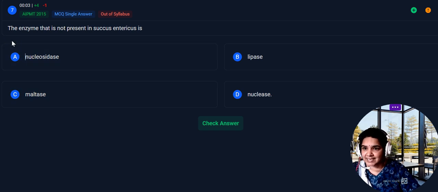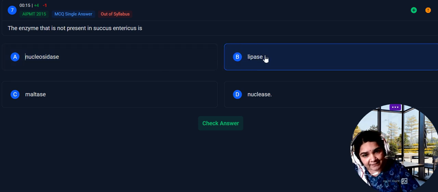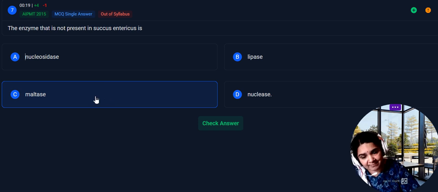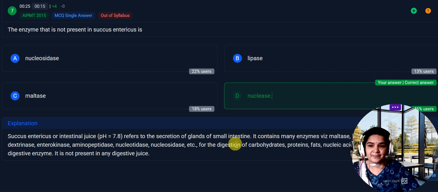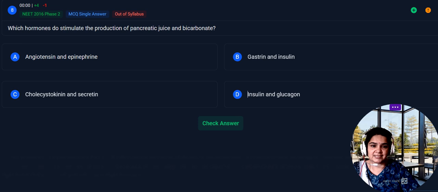Now let us see the next question. The enzyme that is not present in the succus entericus. So succus entericus is the intestinal juice. It contains nucleosidase for the conversion of nucleic acids. It has lipase for the emulsification of the fats. It has maltase for the action on disaccharides. It doesn't contain nuclease.